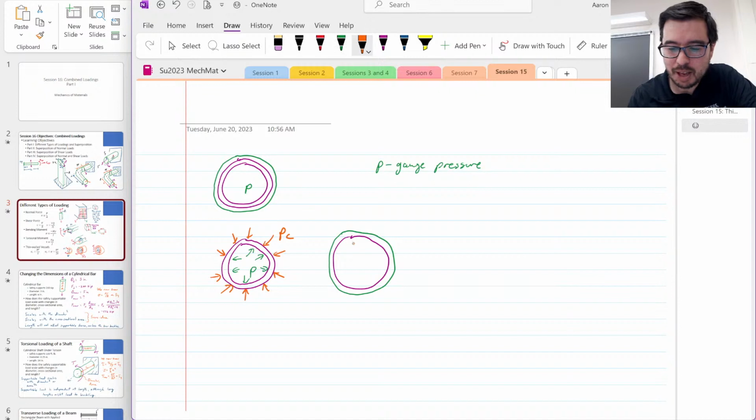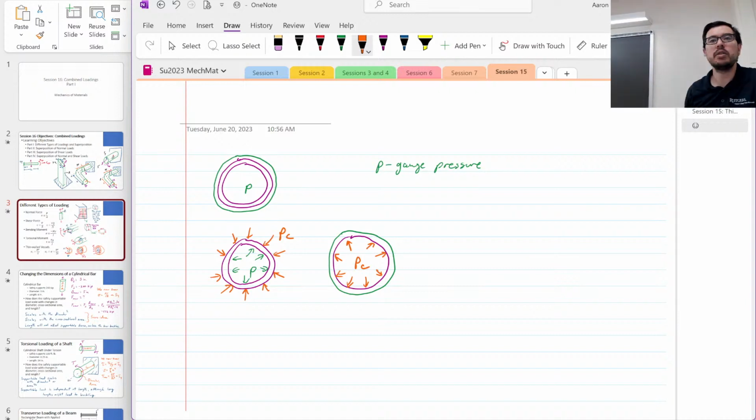So then we have that pressure at the interface. So it's like equal and opposite, like this. Does this make sense now? Yeah, I do. Yeah. Okay.